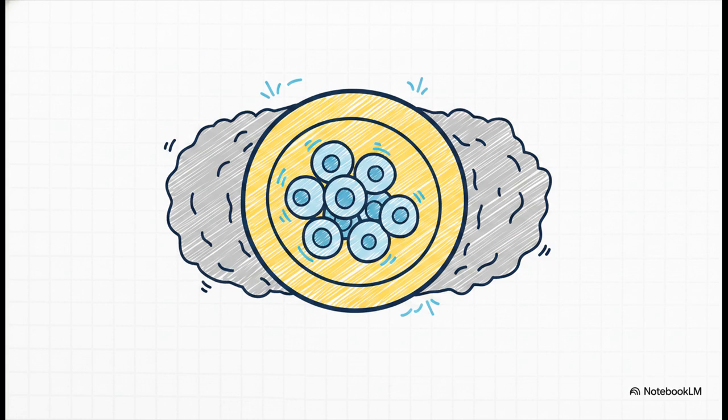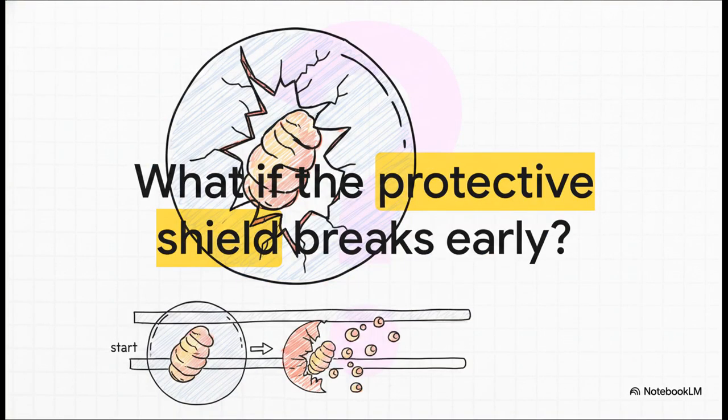Keeping the dividing cells safely contained and, absolutely critically, preventing them from randomly sticking to the walls of the fallopian tube while they're traveling. The zona pellucida is supposed to stay totally intact until the embryo safely reaches the uterus. But what happens if this protective shield breaks prematurely while it's still in transit?